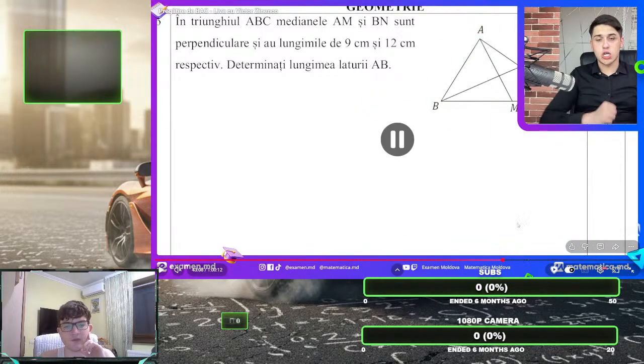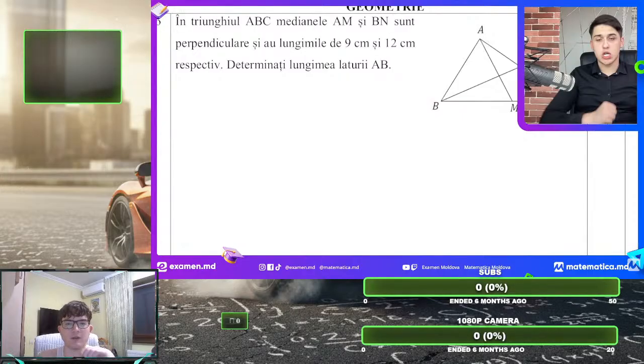Trigonometry. So this stream is 1 hour long, so I don't think we're actually going to get to the main part, which is the last 2 exercises. A bit of geometry and that's it, I think. So you have triangle ABC, and the medians AM and BN are perpendicular and have lengths of 9 and 12 respectively. Find AB. So I think we're going to need some representations and stuff like that.